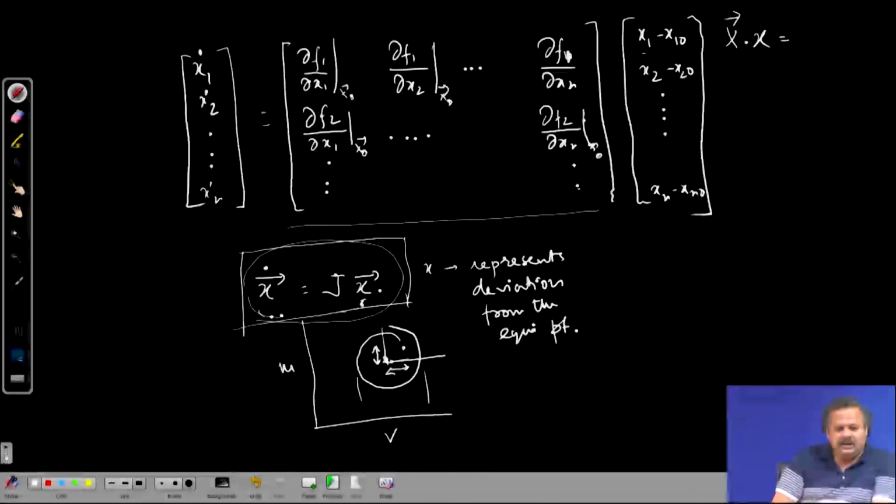As soon as the system goes out of the equilibrium point, or out of that tiny neighborhood, it will not follow this linear behavior anymore, and we will have to linearize at the new point again, and so on. So near the equilibrium point, this system of equations, x dot equals Jx, is going to predict the behavior of the system.